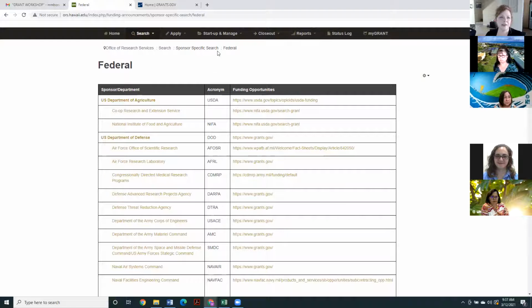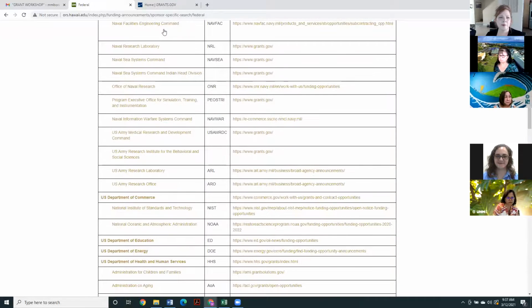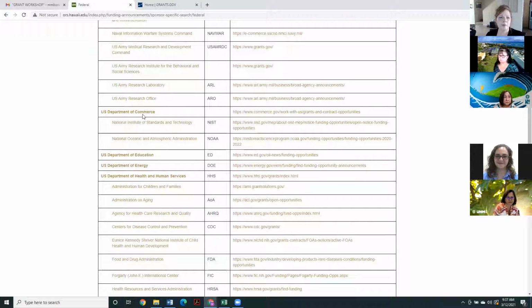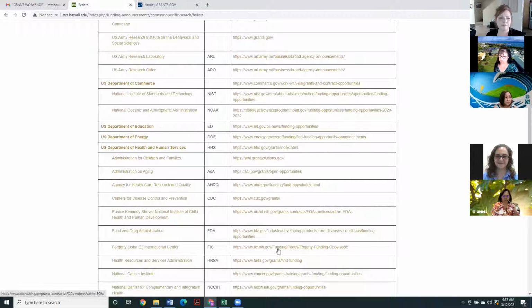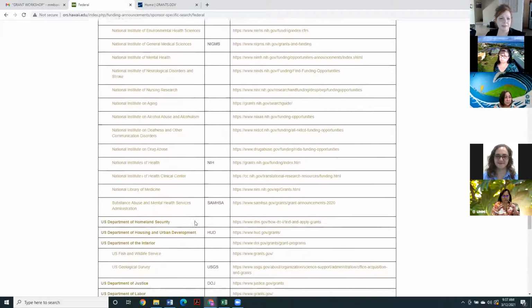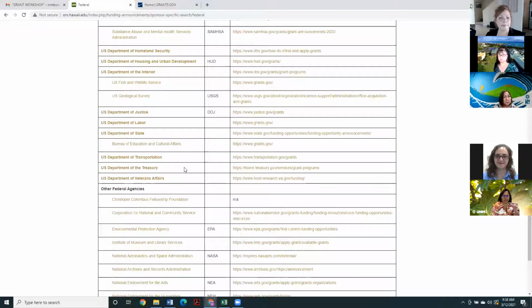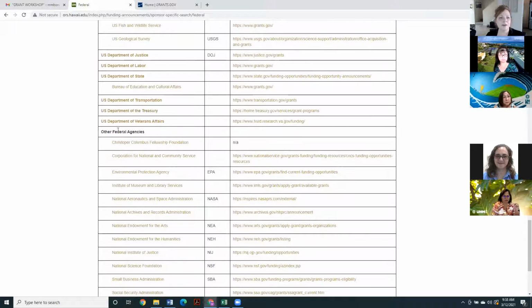As you see here, on the ORS page, they nicely list all the different departments. So this is the U.S. Department of Agriculture, Department of Defense, and there are smaller departments within them. The Department of Commerce, which also houses NOAA, which is one of the grants that we look at, Department of Education, Department of Energy, Health and Human Services, which has lots of different smaller branches, and most of the other federal agencies.